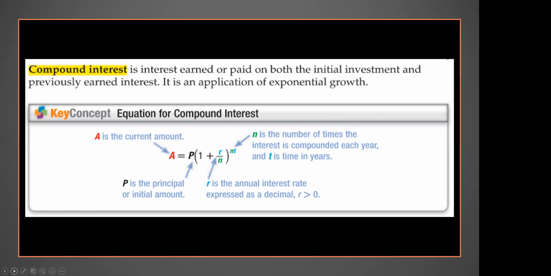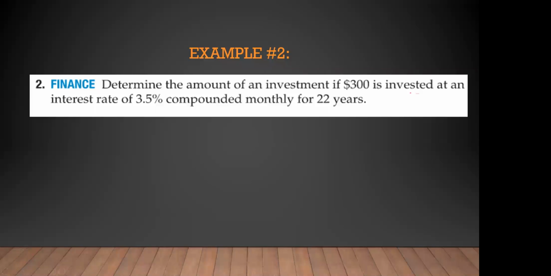Okay, so let's look at one of these examples. It says determine the amount of an investment if $300 is invested at an interest rate of 3.5%, compounded monthly for 22 years. Okay, so let's remind ourselves the equation is A, the amount, equals the principal times 1 plus the rate over the number of times the interest is compounded, to the power of n times t.